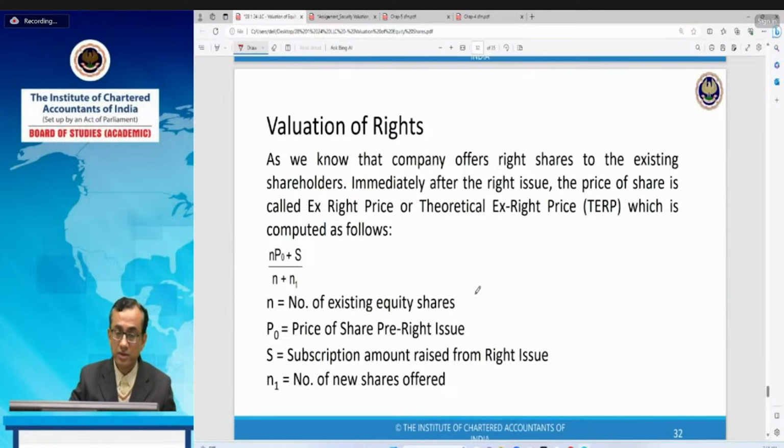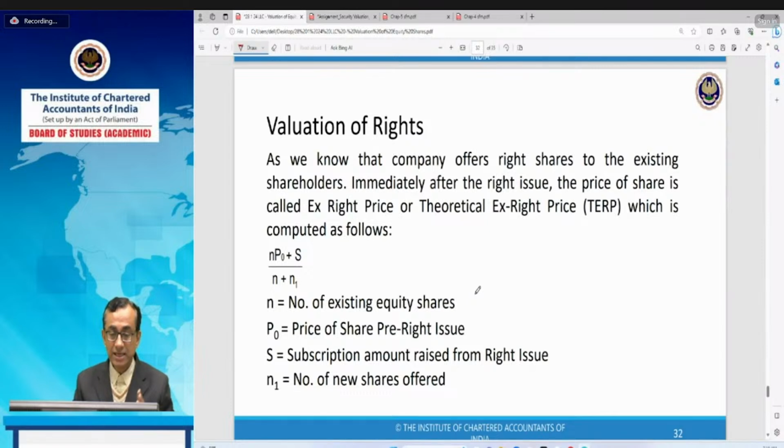Now come to valuation of rights. As we know, a company offers right shares to existing equity shareholders. Immediately after the right issue, the price of the share is called the ex-right price, or the theoretical ex-right price, meaning after the issue of the right shares. It is computed as (NP0 + S) / (N + N1). This is a very simple formula.